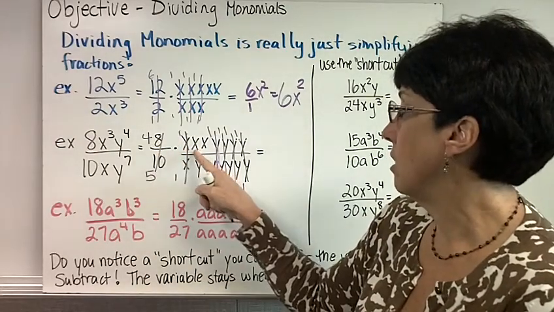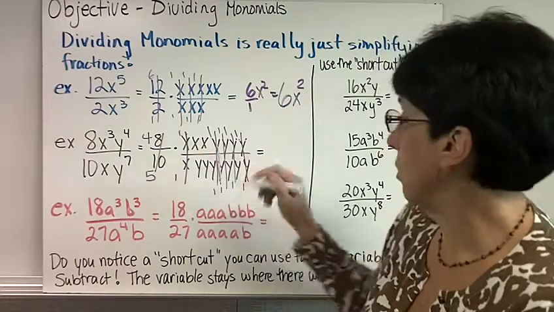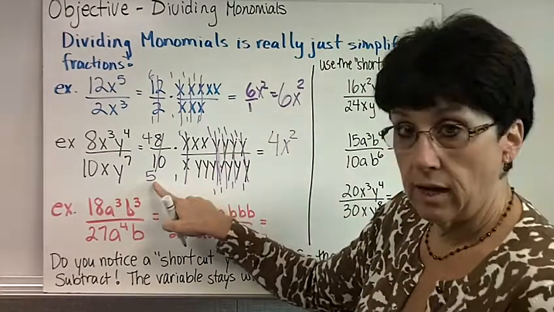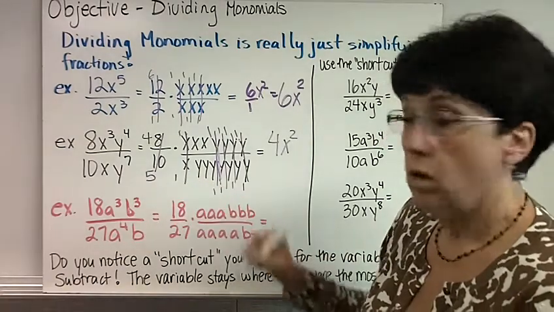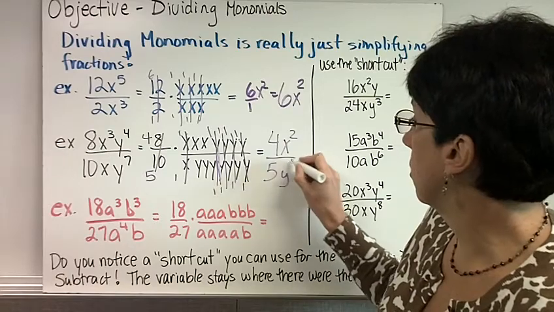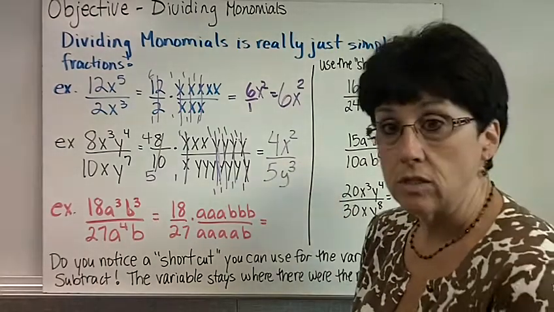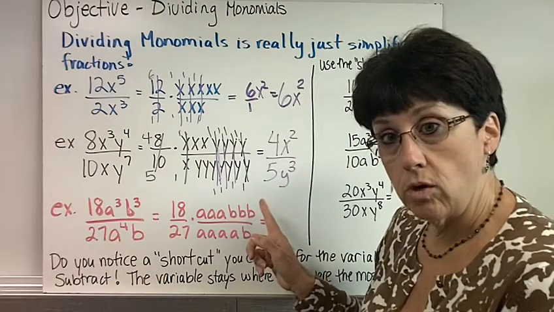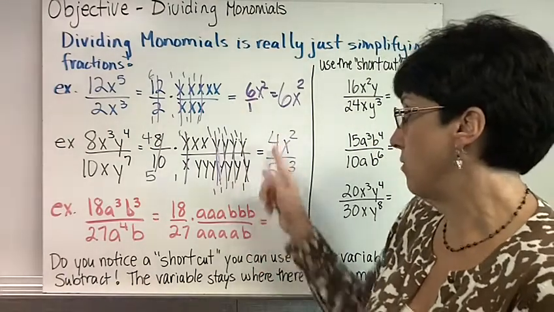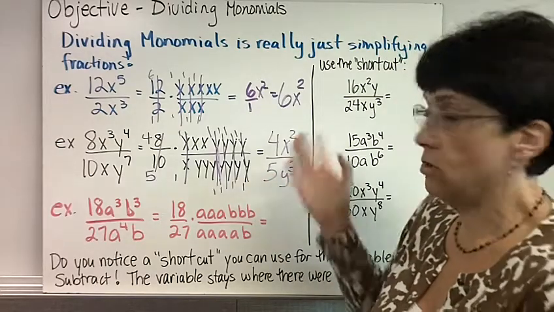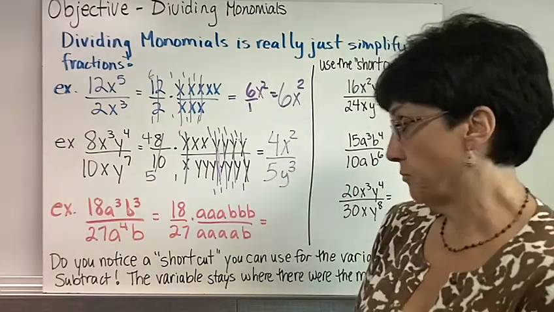4x squared, because there's 2 of them. 5y to the third. And we're finished, because there's nothing that's similar in the numerator and the denominator that we can simplify. 4 and 5 don't have a common factor except for 1, and that wouldn't change anything. And x and y, those are different letters, so we can't simplify them.